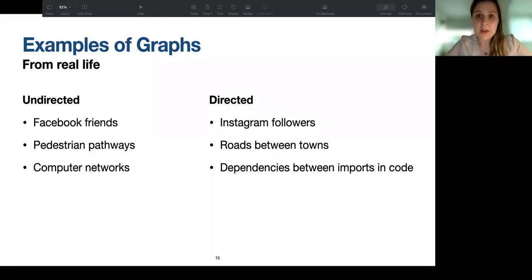And finally, if you think about a big programming project which has multiple files, multiple modules, and some modules might import other modules, then this import relationship forms a directed graph. Because if you import one module from another one, then the second one does not automatically import the first one, and it's for good, because otherwise it would just not work well.